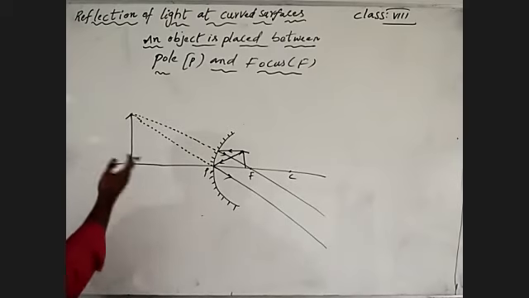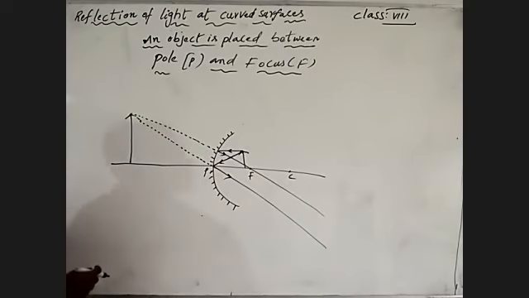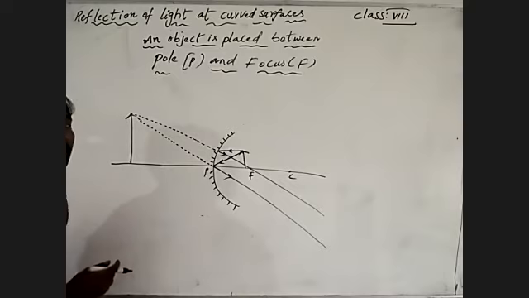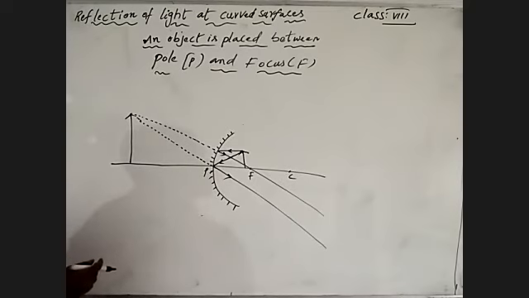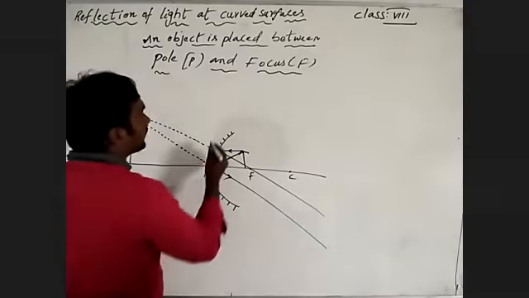The image is formed where? Beyond the mirror. How is the image formed? By the intersection of extended reflected light rays. So what type of image is formed? A virtual image, not formed on a screen. It is the intersection of extended reflected light rays, and it is formed beyond the mirror. What is the image?